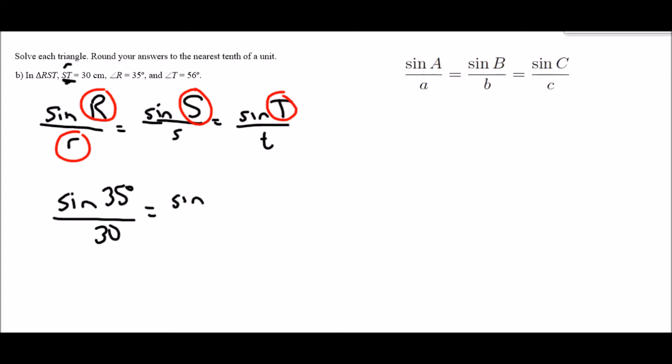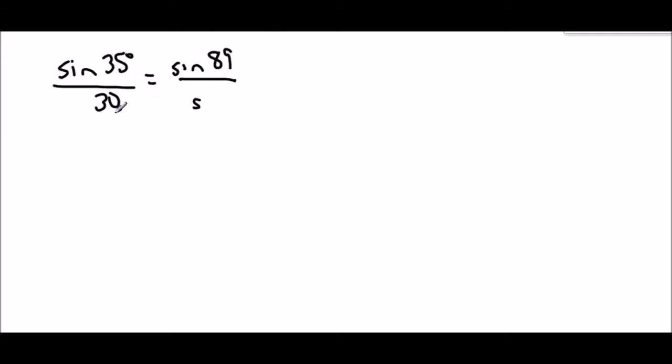Now S is the one I just calculated, which was 89 degrees, over side s. So side s is the thing I don't know, so I'm just going to use a little s. So now that I've done this, I just have to solve using good principles of algebra. What I'm going to do is not type anything into my calculator just yet. I'll save that for the end. But I am going to cross multiply.